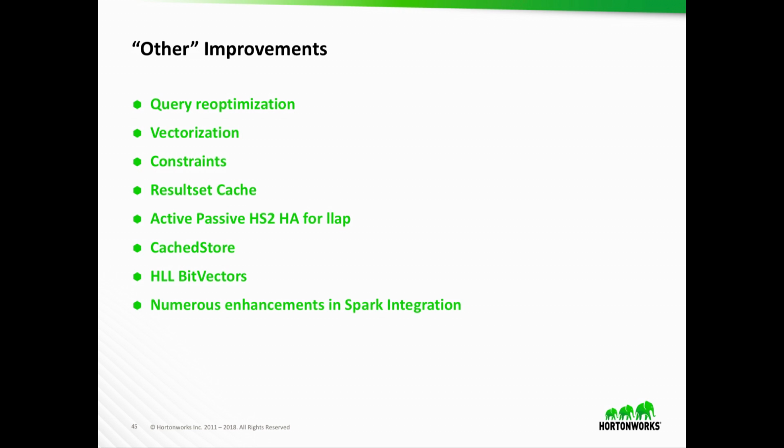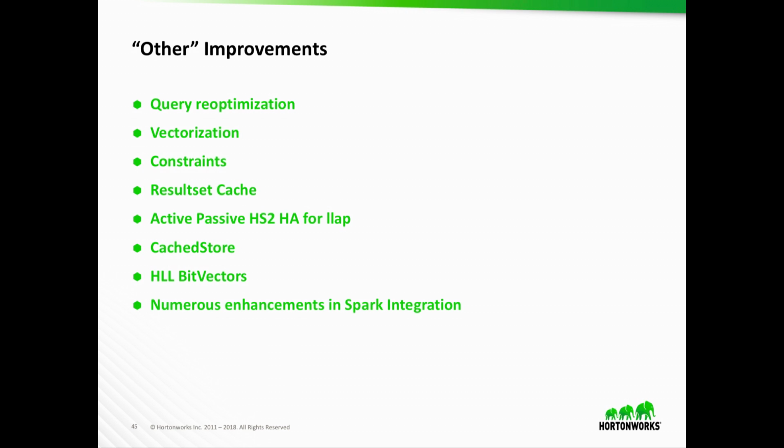Result set cache is the one thing which I talked about briefly earlier. Active passive HS2 HA. This is for workload management. In workload management, you need to have a global view of the system, so you need that state to be present in one central place. That makes it susceptible to failures, right? So in this version, we also have active passive HA so that your queries can continue to execute.